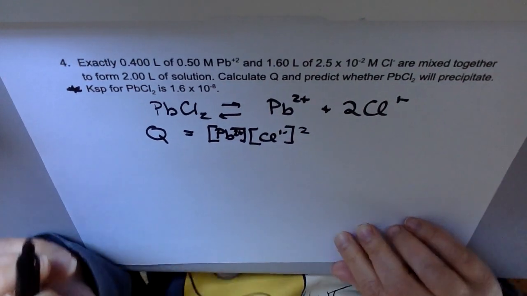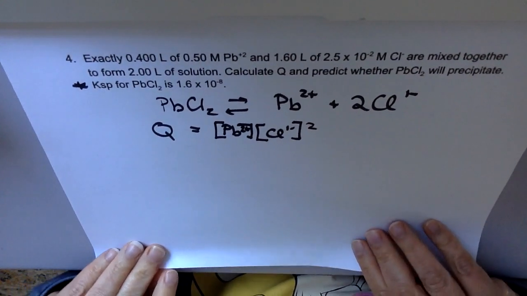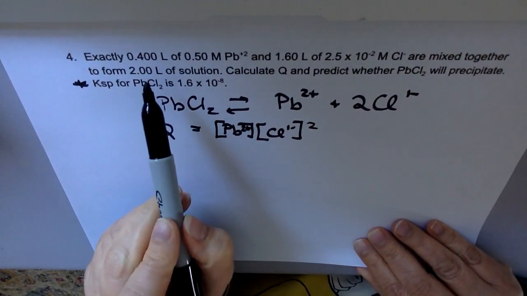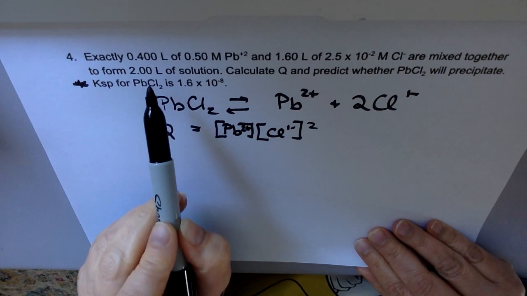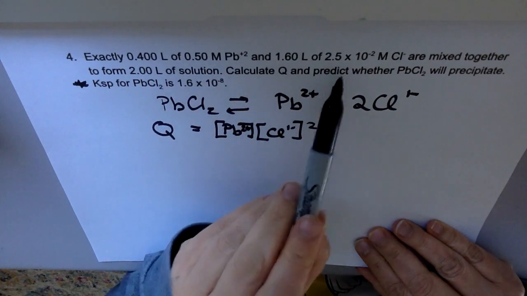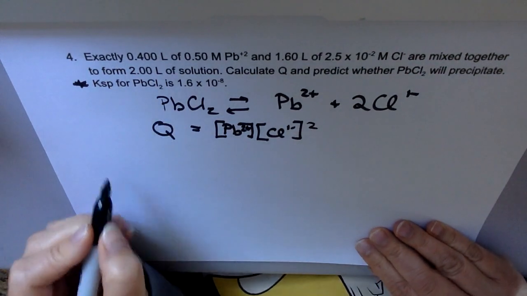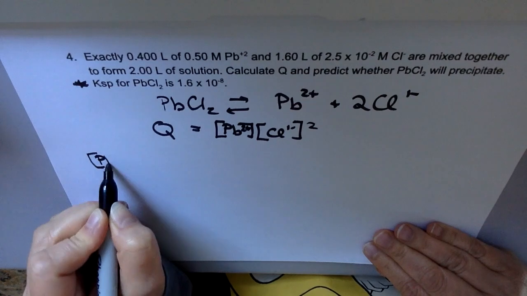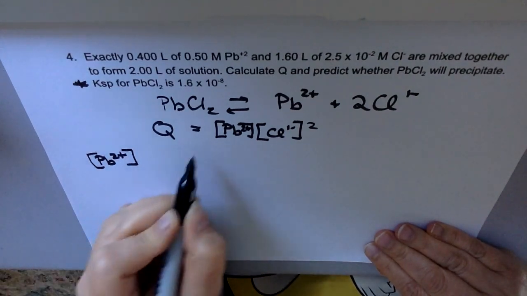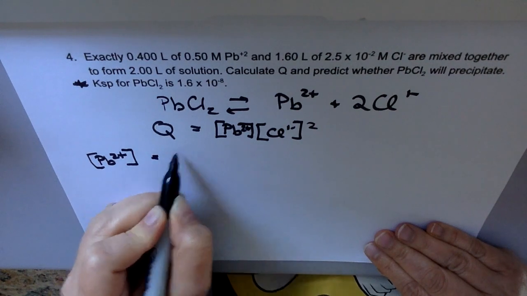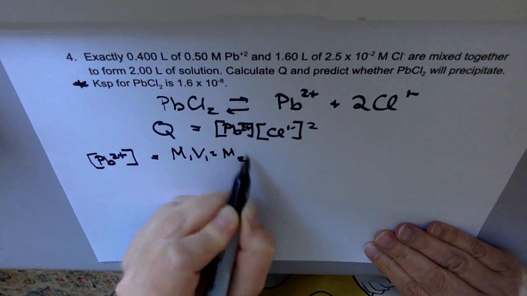However, unlike easier problems where they just give you those things, we have to actually use our good old molarity equation, M1V1 equals M2V2, in order to figure out the final concentrations, because these are the initial concentrations before the mixing. So first let's start with the lead concentration, and again use M1V1 equals M2V2.